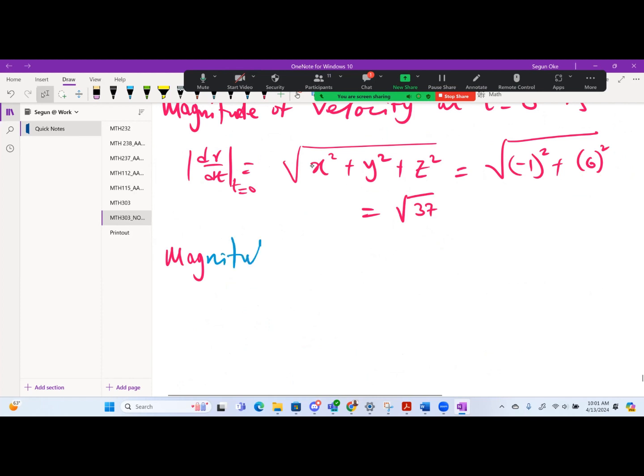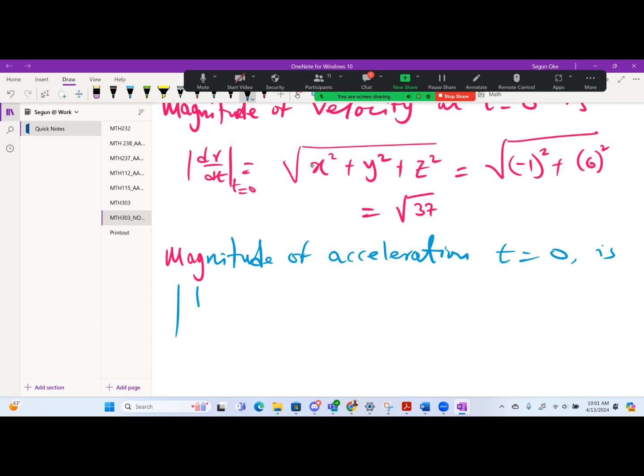The magnitude of acceleration. The magnitude of acceleration at time t equals 0 is what? So we have the magnitude to be d squared r dt squared at t equals 0. That is the square root of, put this one there, x squared plus y squared plus z squared.